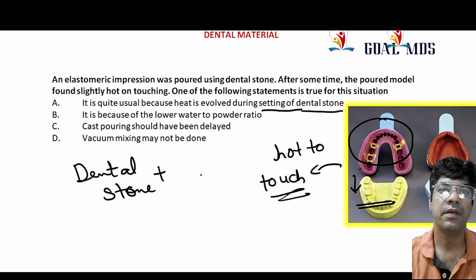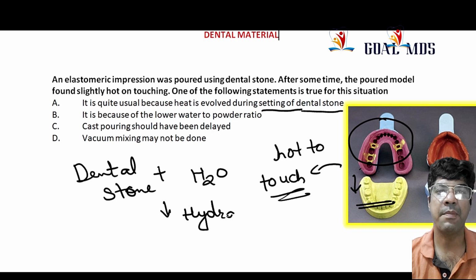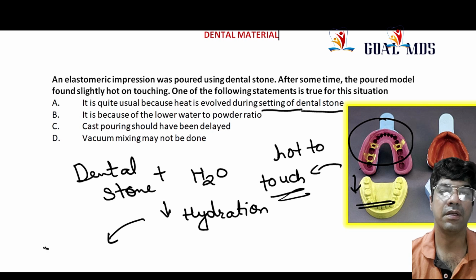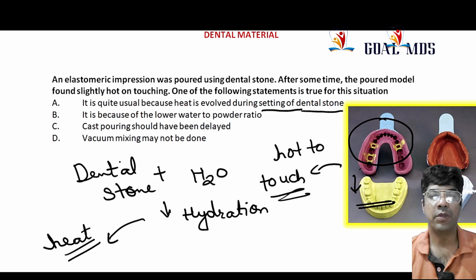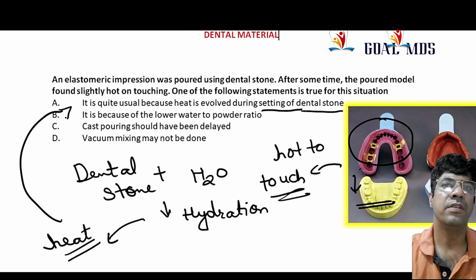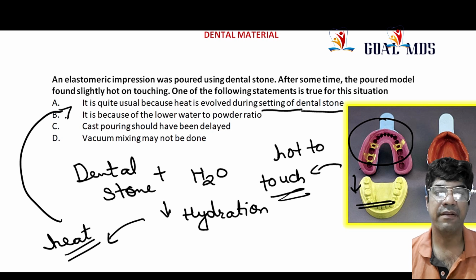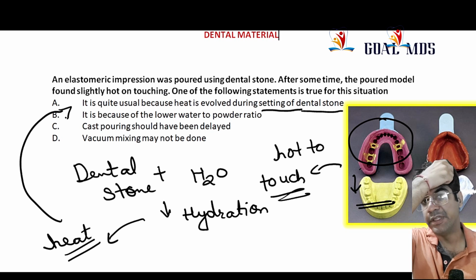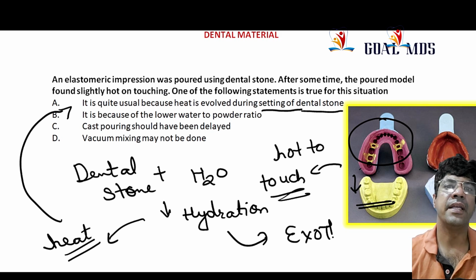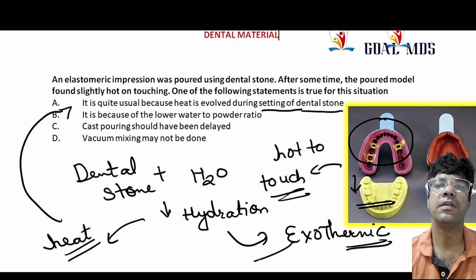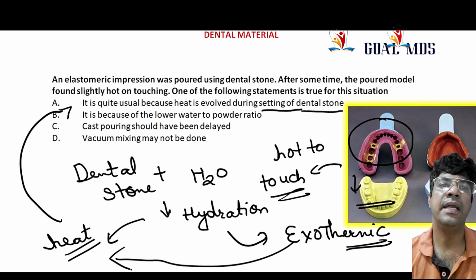So dental stone, when mixed with water, undergoes a chemical reaction that is known as hydration. This reaction generates heat as the dental stone hardens and sets. Therefore, a slight warmth or heat when touching a recently poured dental stone model is a normal occurrence and not a cause for concern. This hydration reaction is exothermic, meaning it releases heat.